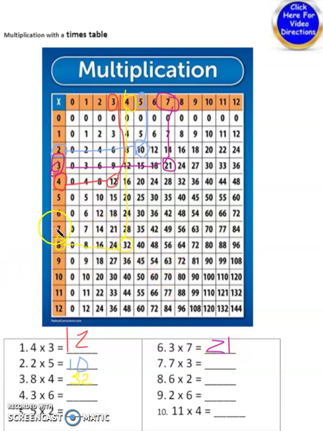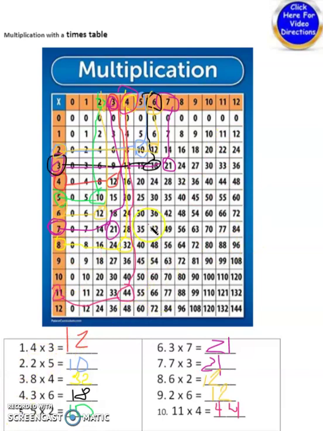If I wanted to start at the number 7 and do 7 groups of 3, the commutative property of multiplication teaches me that I'm going to get the same exact result, 21. 7 groups of 3 is the same as 3 groups of 7. Go ahead and push pause and finish the problems. Come back to check your work.